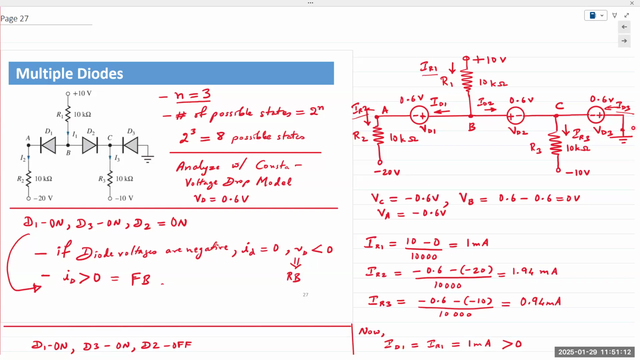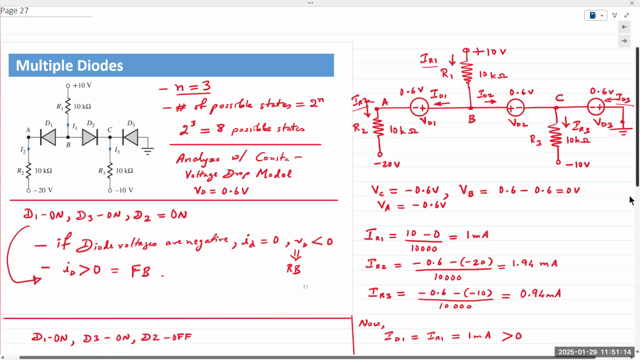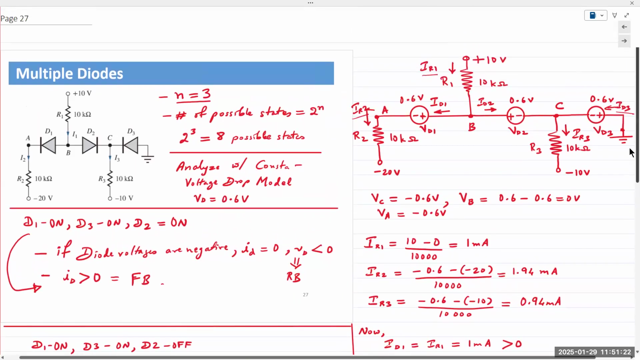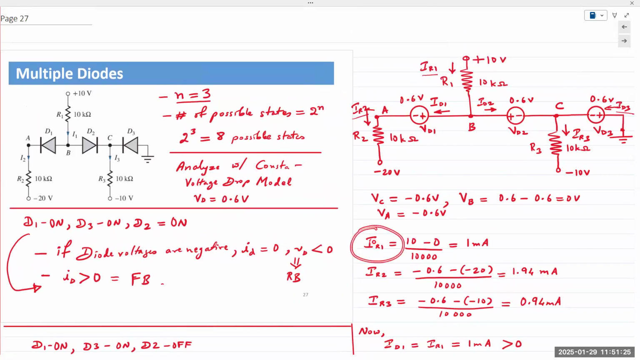All right, let's see, 11:51. Let's get through. All right, so everybody's clear on VA, VB, and VC, right? And every circuit is different. All right, so once I have VA, VB, and VC, I can find IR1, right? IR1 is right here at the top. Since I know node voltage at VB, the voltage here is simply 10 minus 0 over 10,000. So IR1 is 1 milliamp.